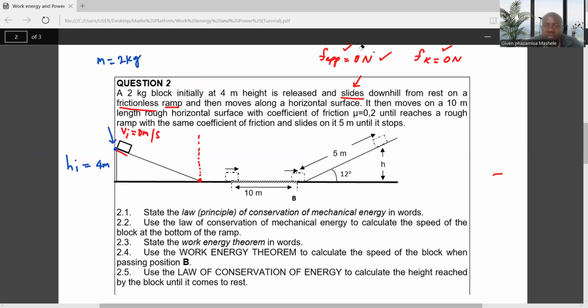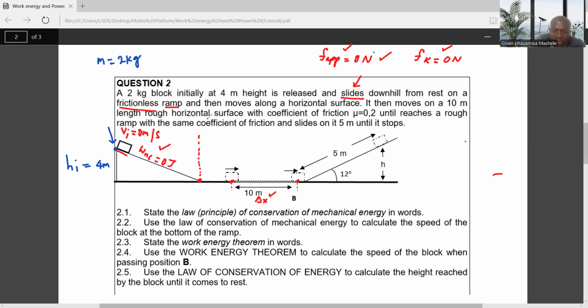Now, let's continue. It means, I'll write here, the work done by non-conservative force is 0. Just from here, because there's no force applied. Okay? And then it moves along a horizontal. It then moves 10 meters from this point to this point. It moves 10 meters, which is actually the displacement.